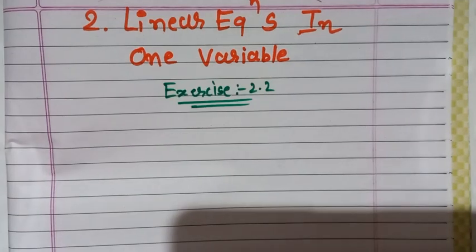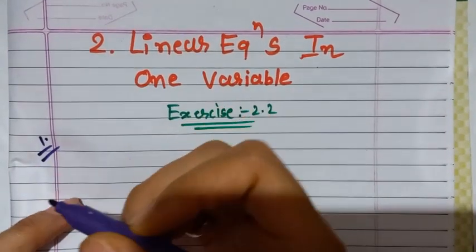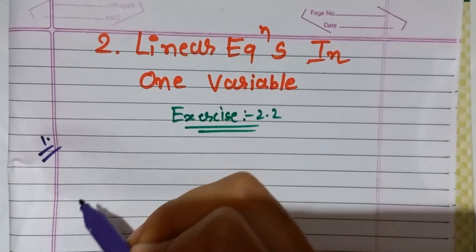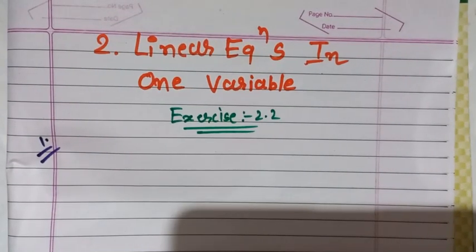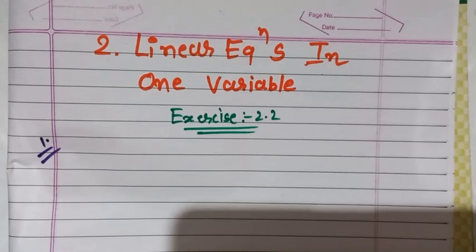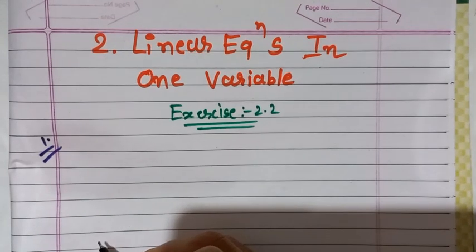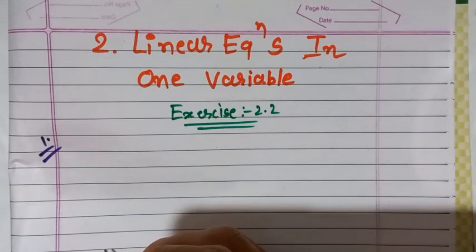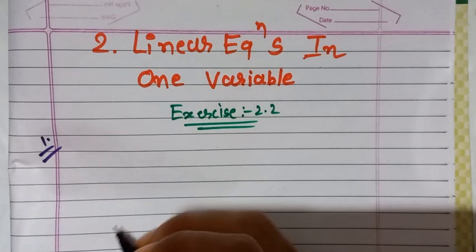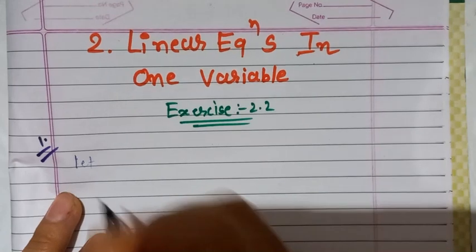Let's read question number 1. If you subtract 1 by 2 from a number and multiply the result by 1 by 2, then you get 1 by 8. So what is the number? First, let's assume the number, because we want to get the value of that number. So the first step is to assume the number.